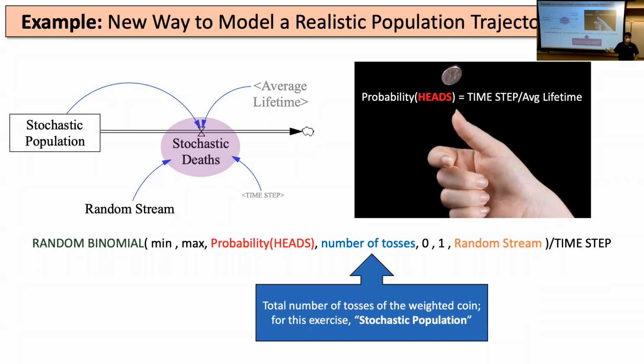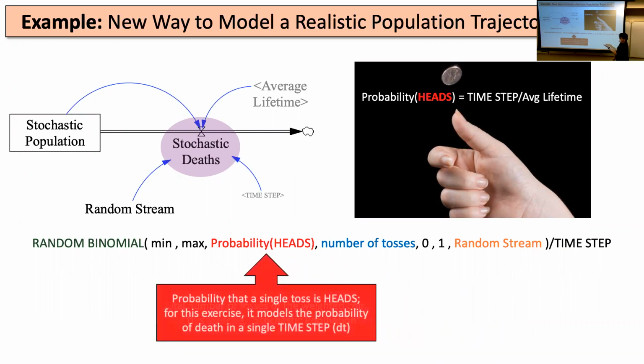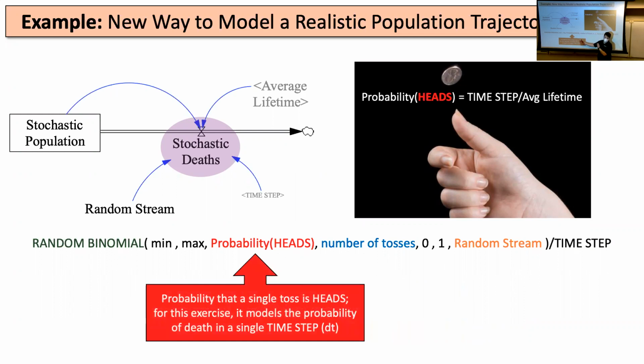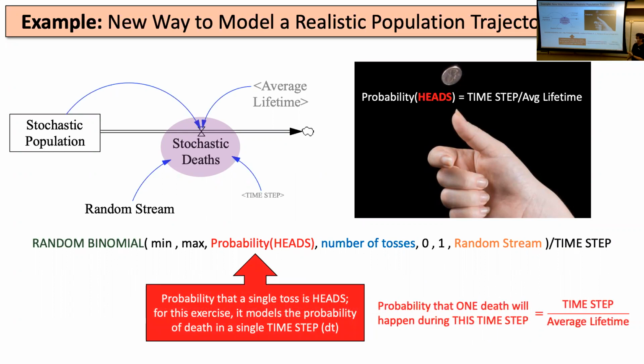So for every bacteria, you do the gladiator thing and you say, do you survive or not? Where your thumbs up has the probability of survival and the thumbs down is the probability of death, 1 minus the probability of survival. So then you have to specify that probability. So in the coin example, it's probability of heads. In our example, it'll be the probability of death. And so in our case, the probability of death is going to be time step divided by average lifetime.